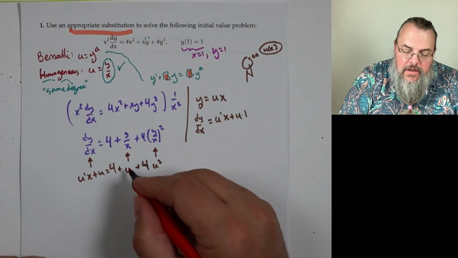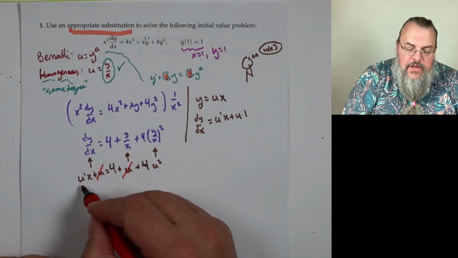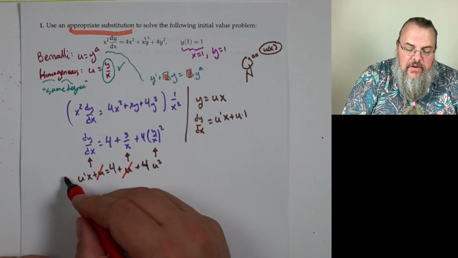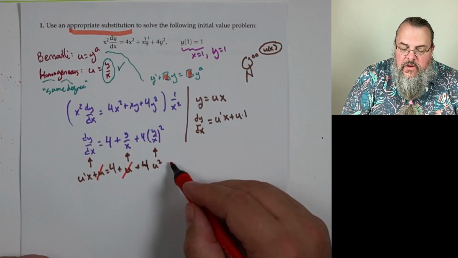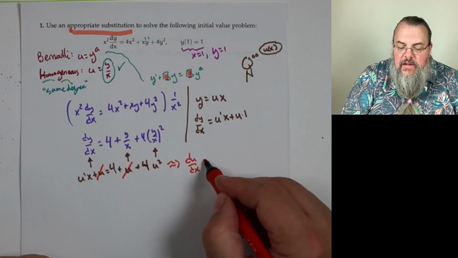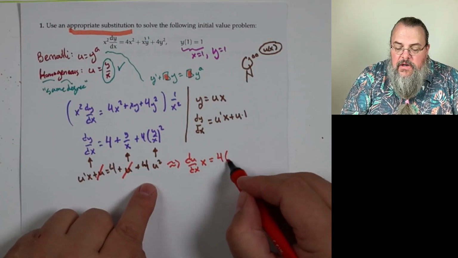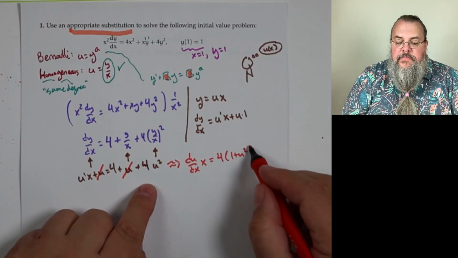We see we can cancel the u's. That's good. And by the way, I should have said u prime. That's our du dx. So this becomes du dx times x. And here I can pull out the 4 for 1 plus u squared.